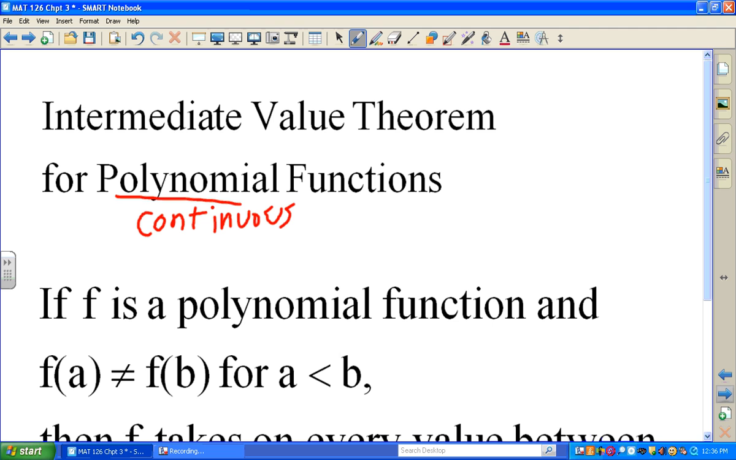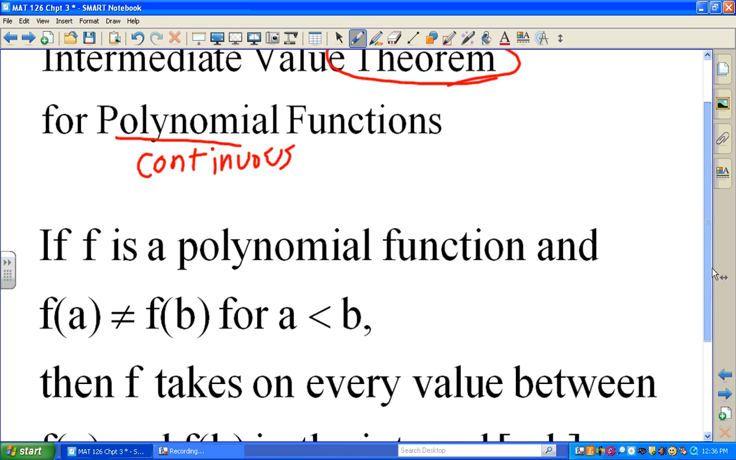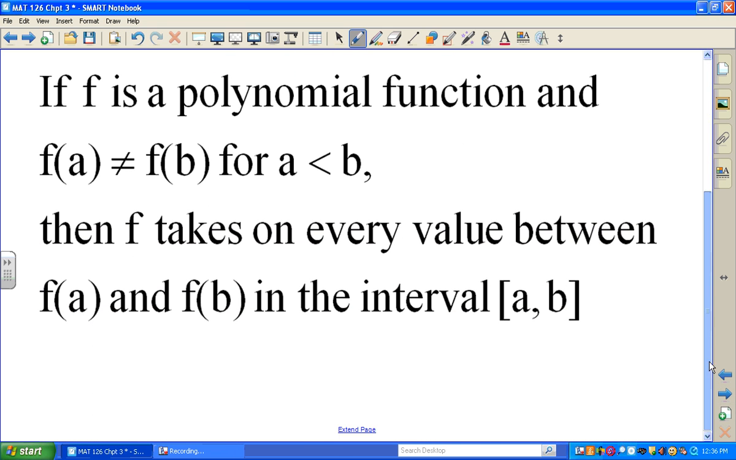Intermediate value theorem. Any idea what that might mean? It is a theorem. A theorem is something you can prove. When's the last time you've done a really good proof? Geometry? We need to do one of these days. Anyway, this is the intermediate value theorem down here. If f is a polynomial function, I wouldn't write this down word for word because you won't remember it word for word. Instead, I'd draw a picture of it. Pictures are a lot easier to remember and associate with words.